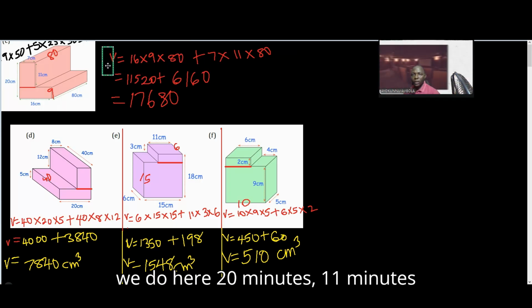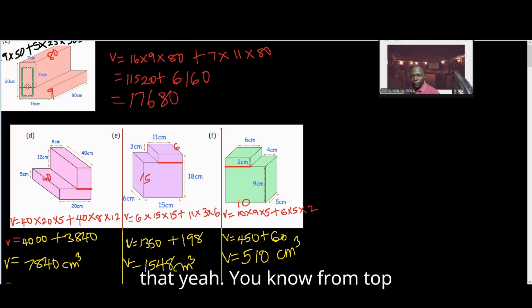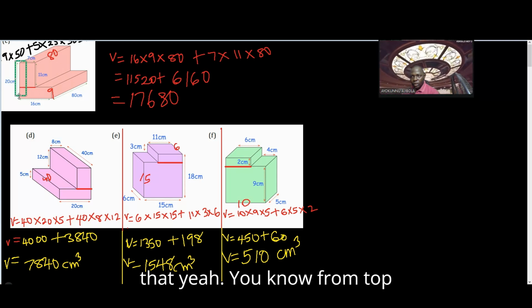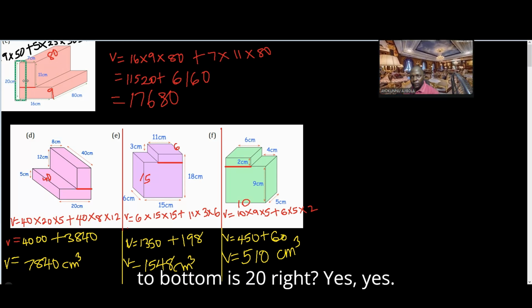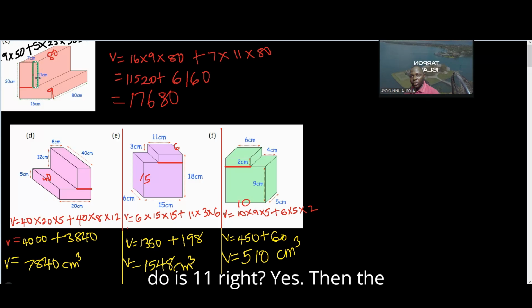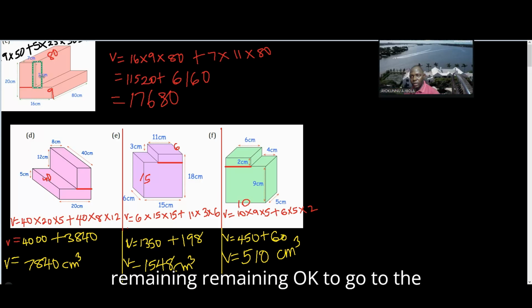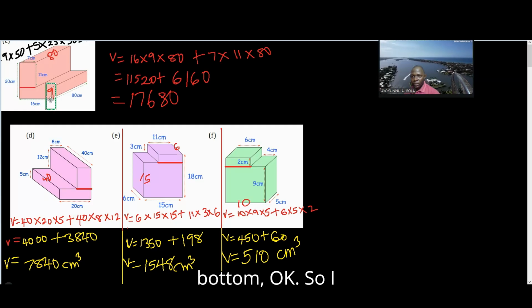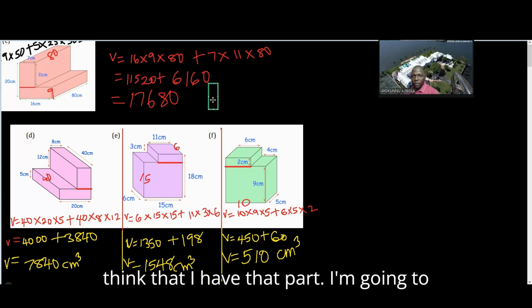Why did we do the 20 minus 11 though? From top to bottom is 20, right? Yes. And from top to middle is 11, right? Yes. Then to get the remaining, to get to the bottom, is 9. That makes sense. I think I have that part.